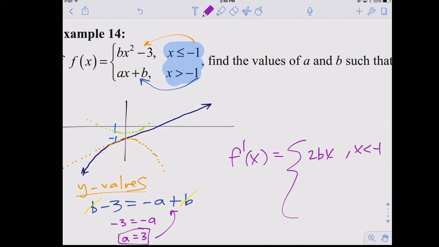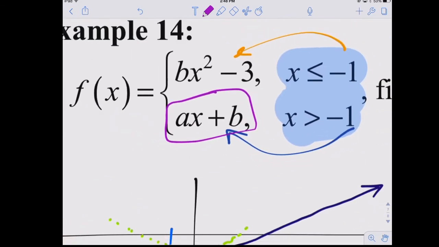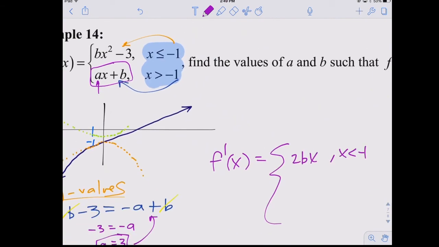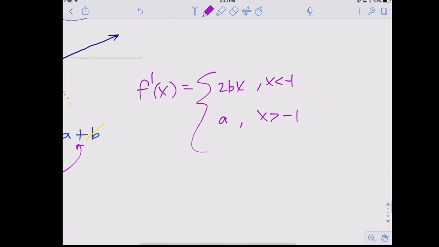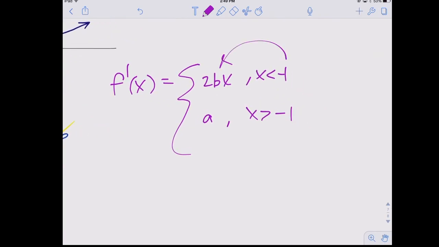So that's to the left of -1. A line has a constant slope of a. Or you can use the power rule. It still becomes a. So that is a constant to the right of -1. Once you have your derivative function, now you can plug in your -1 from the left and right. So if you plug in a -1 to 2bx, you get -2b. And of course, there is no x value to plug into the right because the slope is always a. And you force those to equal each other.